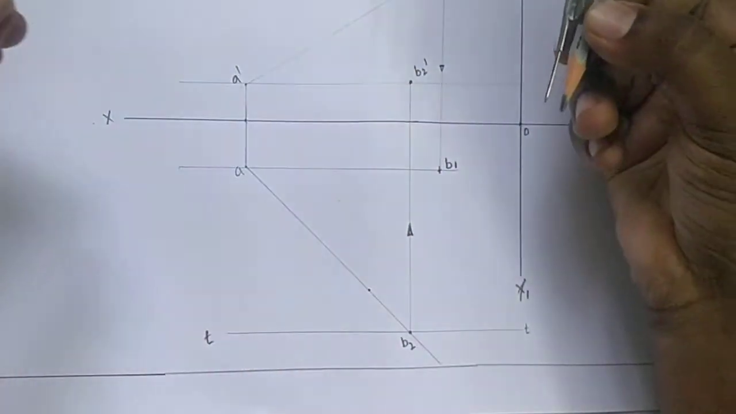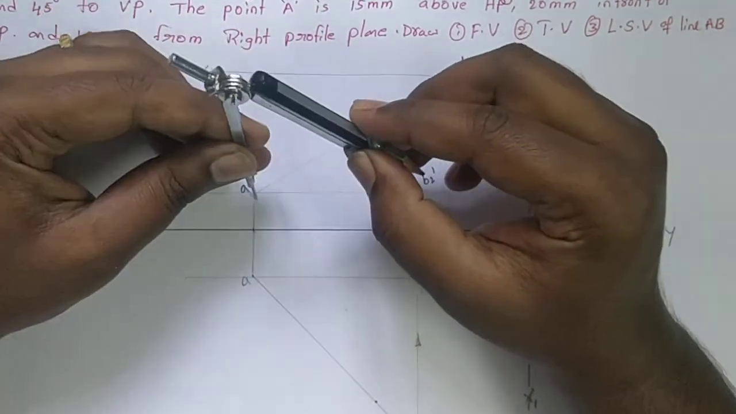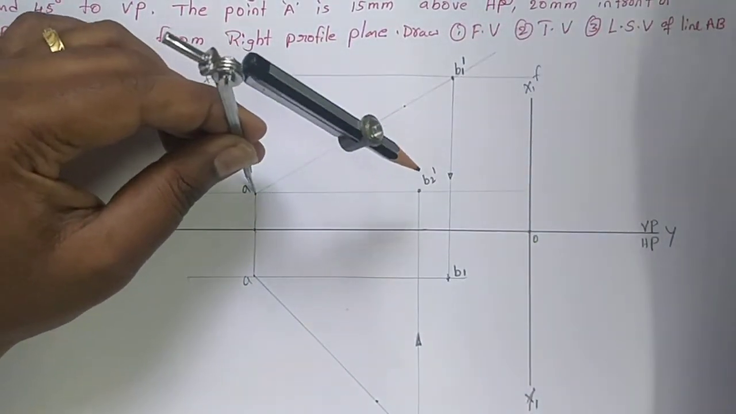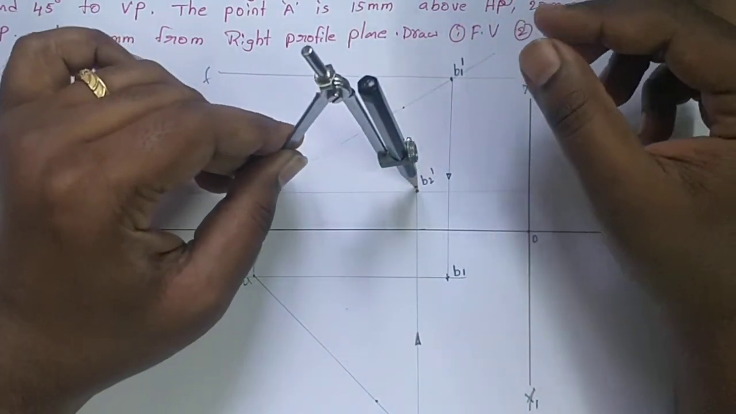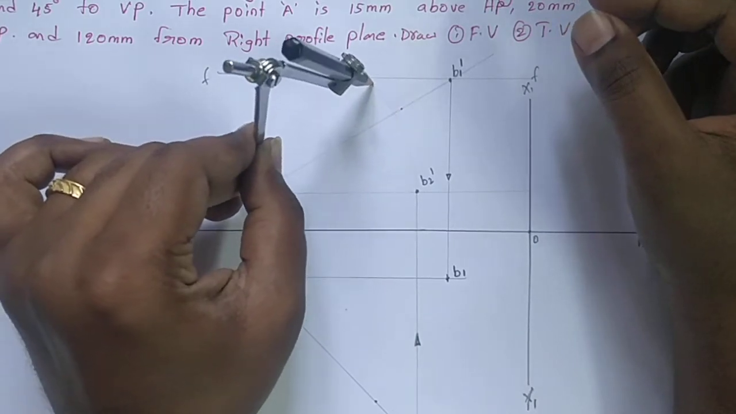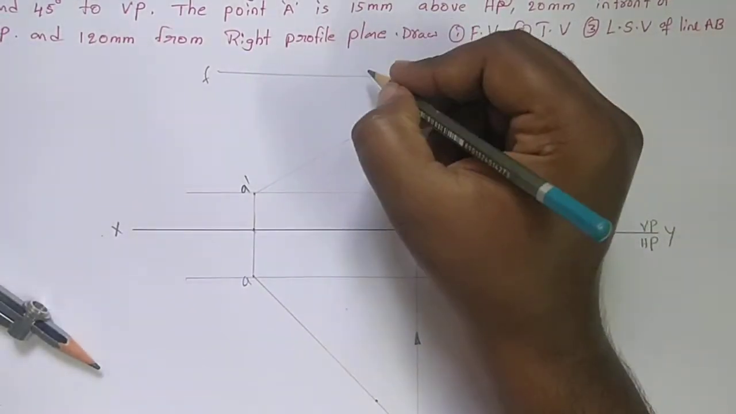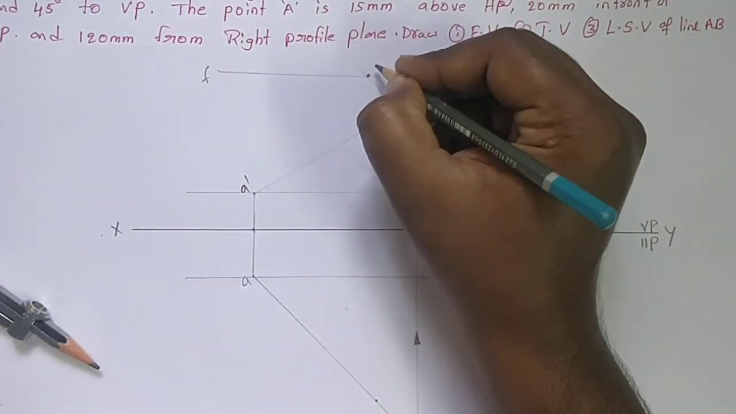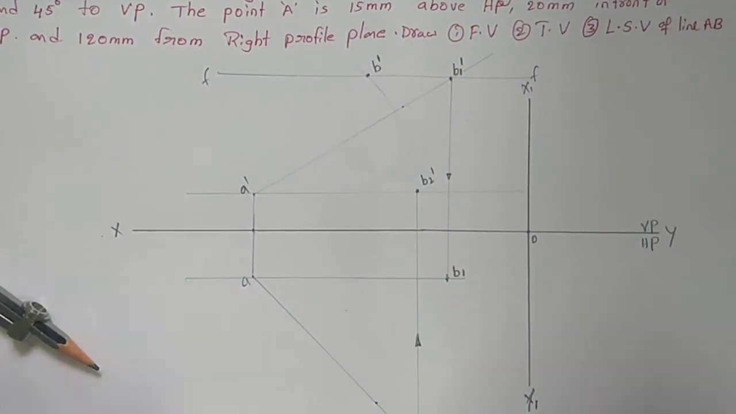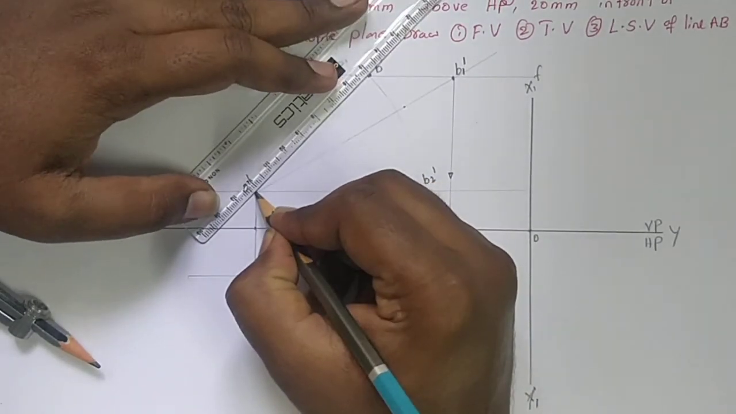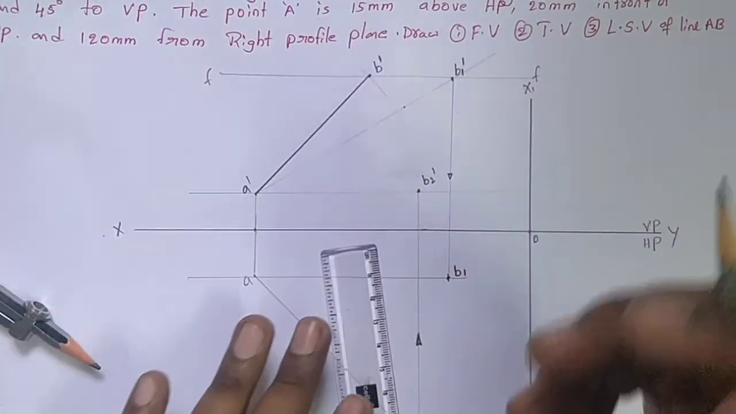Next, by using a compass, A dash as center and AB2 dash as radius, draw one arc up to the locus of front view. It intersects the locus of front view at one point. That point is known as B dash. By joining A dash and B dash we will get the front view of the line. We need to draw this line.